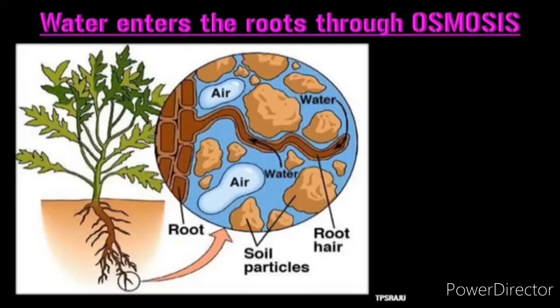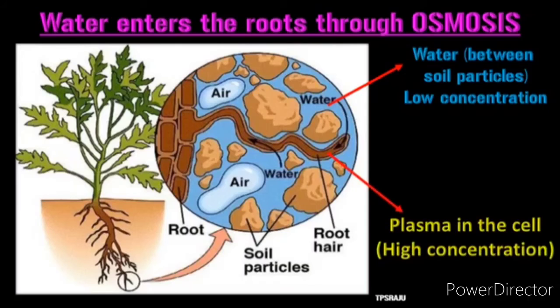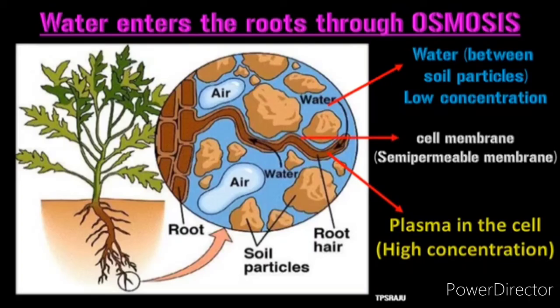Water enters the root through osmosis. When we take a plant, the root system contains small hair-like projections, which are known as root hairs. The root hair acts like a plasma membrane, and the water molecules travel through it by the osmotic process, moving from lower concentration to higher concentration.